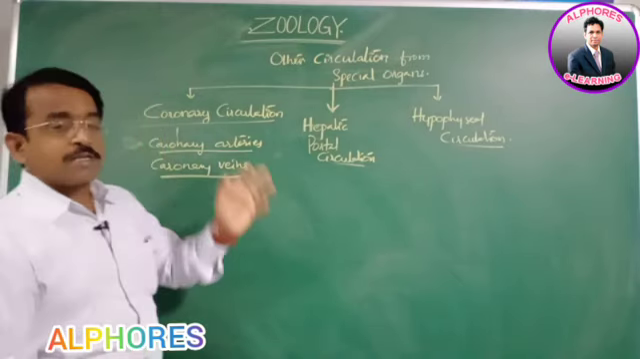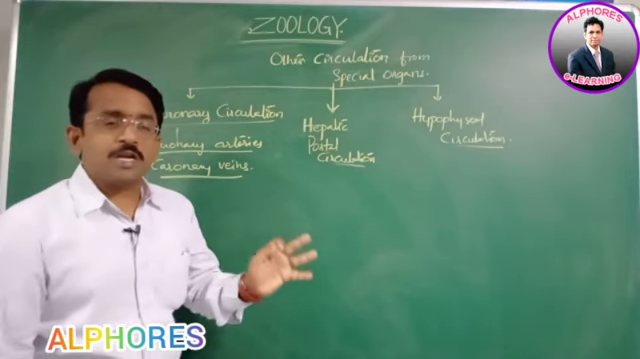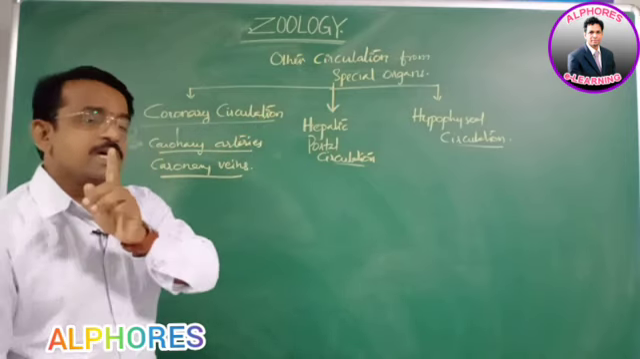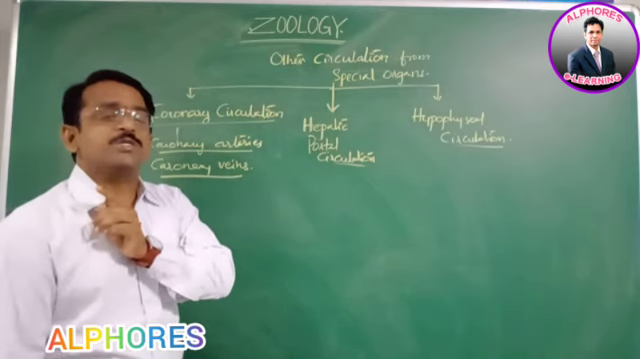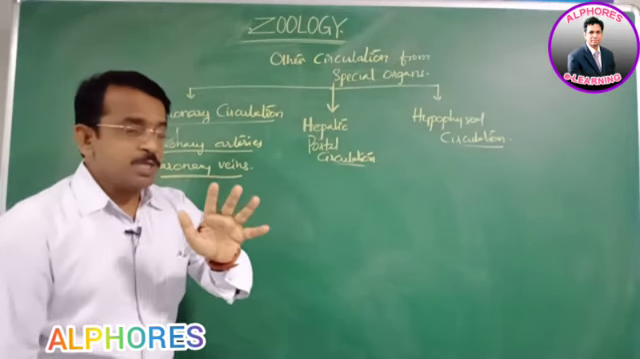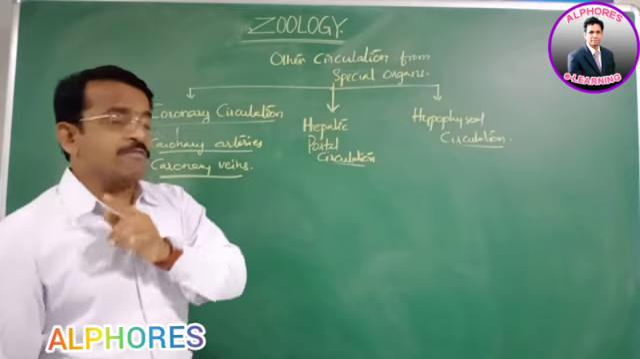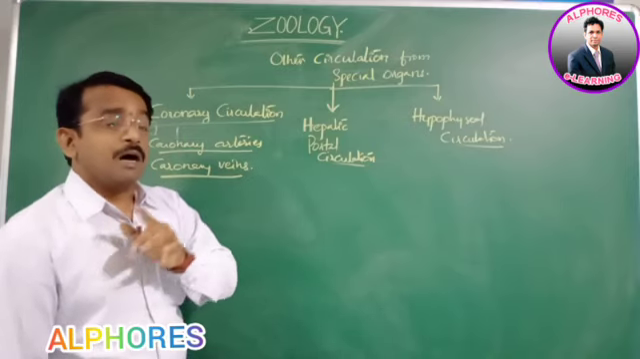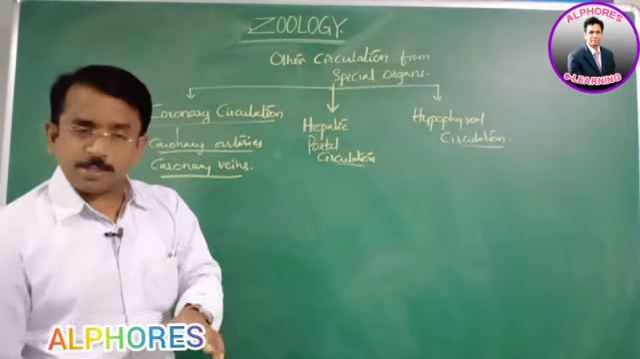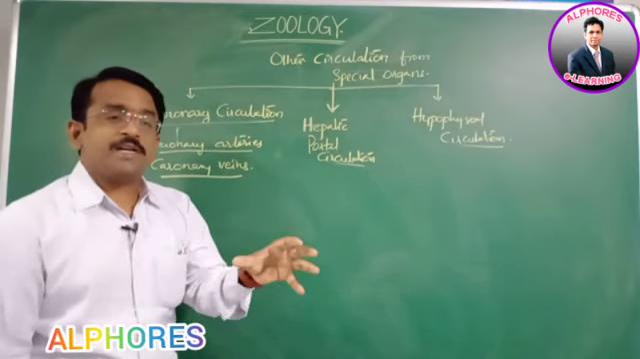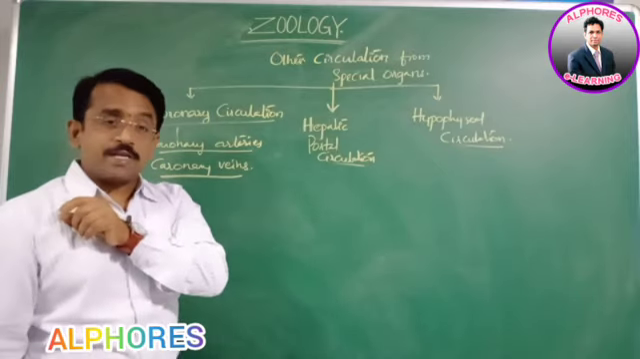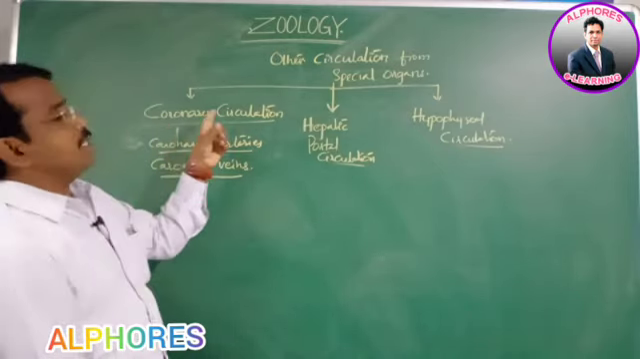So the coronary artery supplies the oxygenated blood to the wall of the heart. Coronary veins collect the deoxygenated blood from the walls of the heart. In this connection, we already discussed that the coronary veins join together to form the coronary sinus, which opens into the right atrium, and this opening is guarded by the valve of Thebesius. Right? So that is coronary circulation.